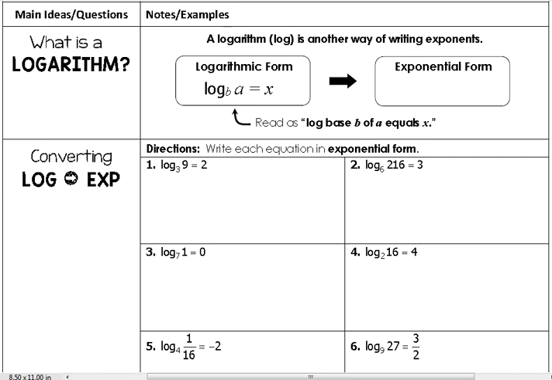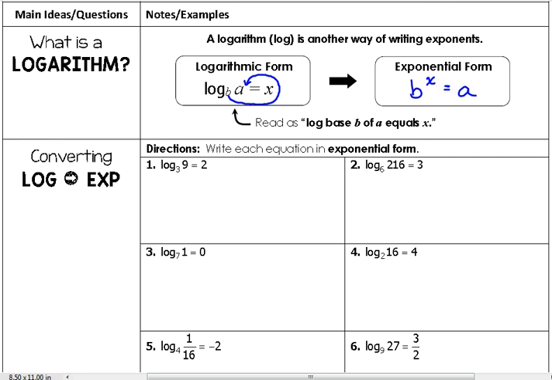Log base b, this b is like a subscript, so that's the base, of a equals x. Now in exponential form, that is b to the x is equal to a. I call it the swoop. You start with the base, you go around your equal sign, and you end up back in the logarithm. b to the x equals a. And that's how you go from logarithmic form to exponential form.